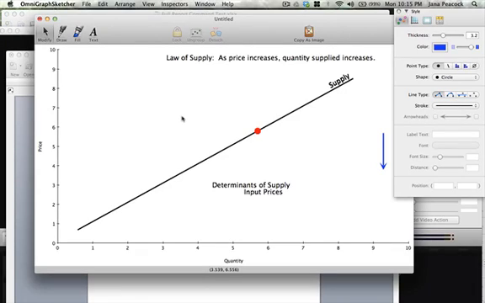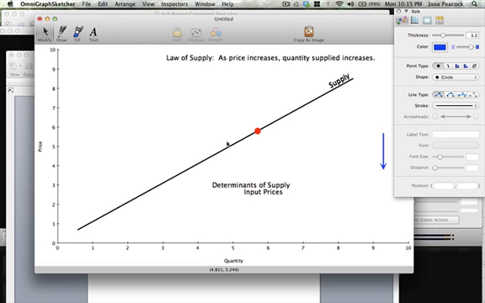All right, so when we look at determinants of supply, one of the things that we can look at are input prices, the things that make your product. So we live in Georgia and cotton is a common farm product, and so the supply of cotton is going to be affected by the cost of all the things that go into making cotton. Water for irrigating the fields, any sort of farm equipment, seeds for the cotton plants, any sort of fertilizer or any sort of pesticide or insecticide.